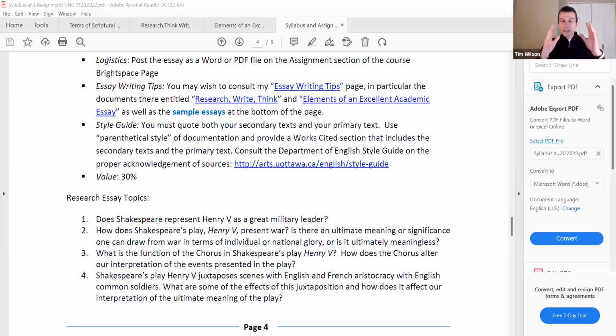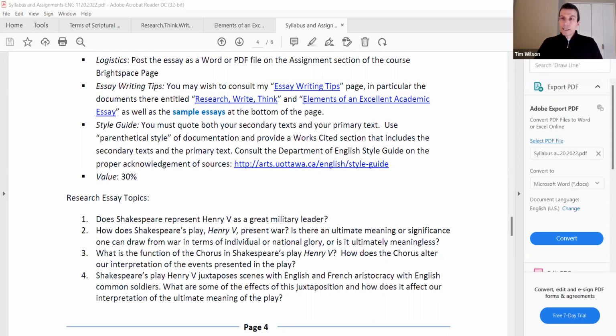You don't have to state your essay exactly as worded here, but it gives you a general sense of a topic that you can dive into and create a thesis. And we'll talk about what a thesis is, to make sure we're all on the same page on that. So topic one that I'm suggesting here is, does Shakespeare represent Henry V as a great military leader? There are a lot of different angles you could take on that.